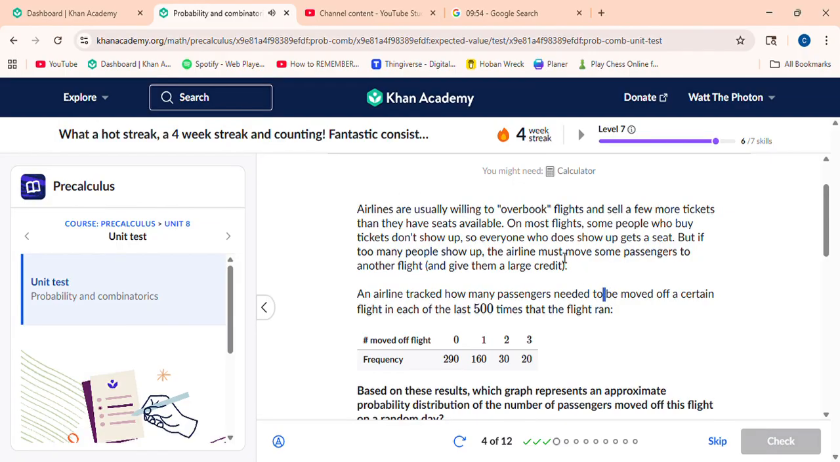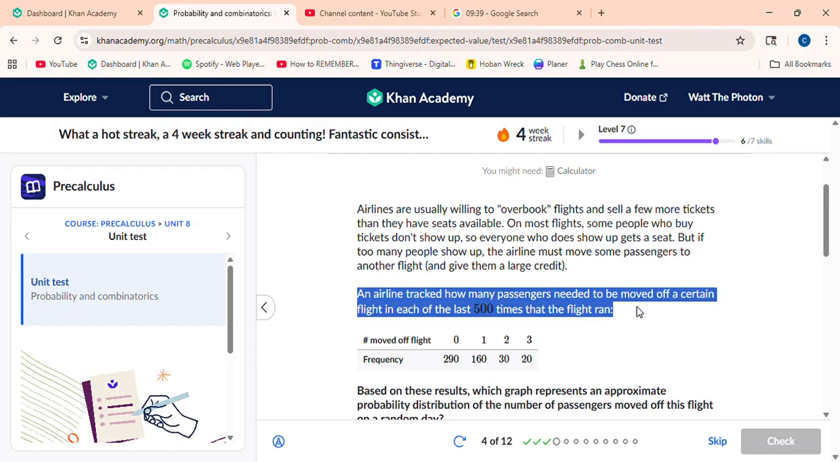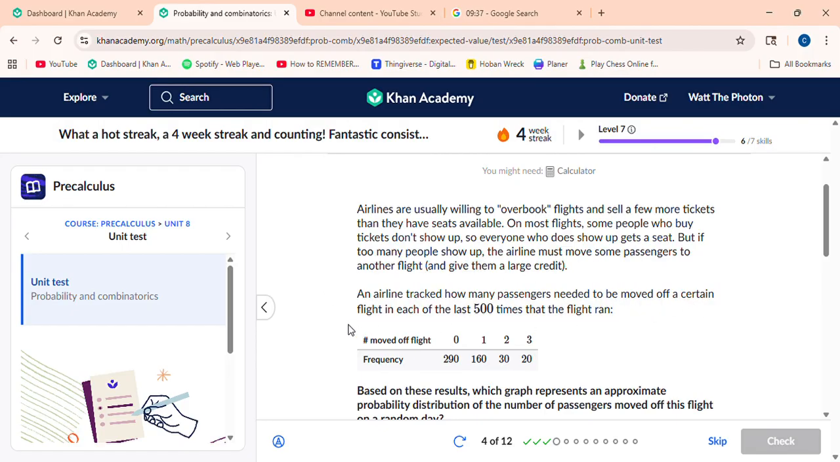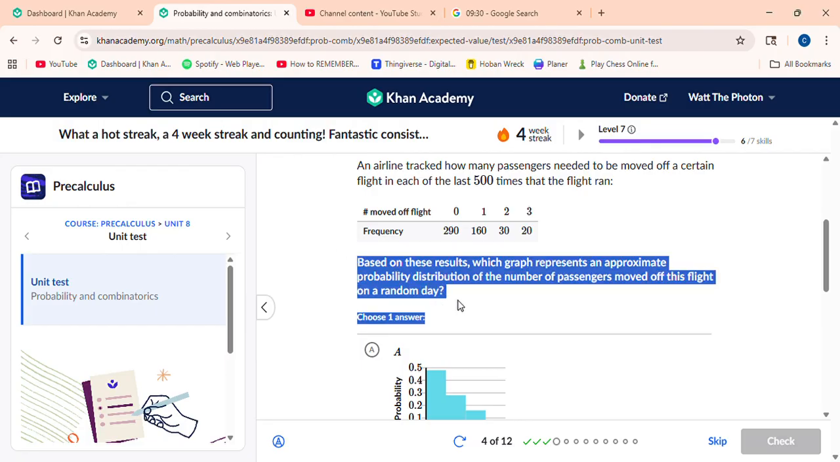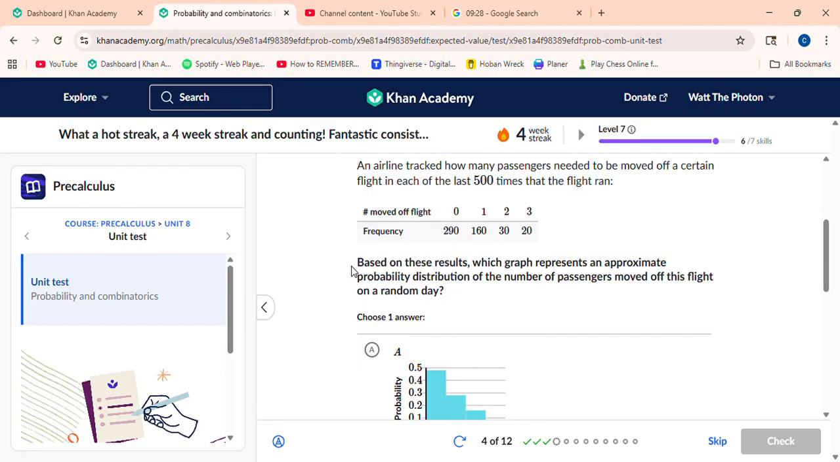Airlines are usually willing to overbook flights, and give them a large credit. An airline tracked how many passengers needed to be moved off a certain flight in each of the last 500 times that flight ran. Based on these results, which graph represents an approximate probability distribution of the number of passengers moved off this flight on a random day?